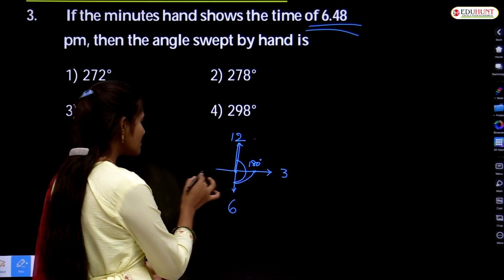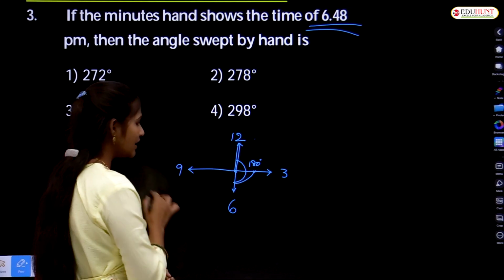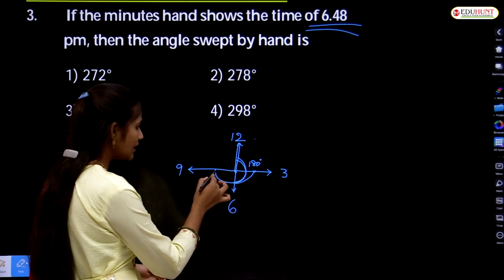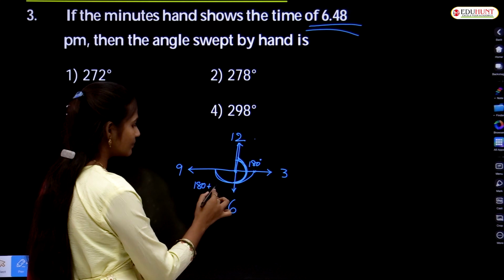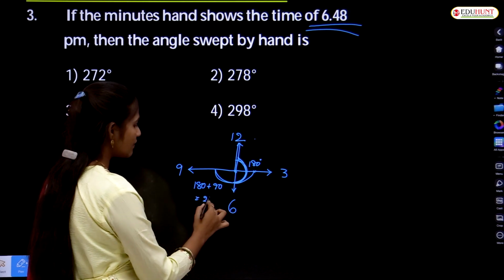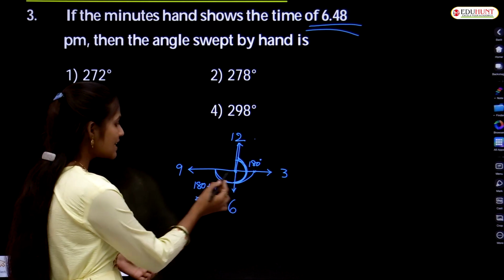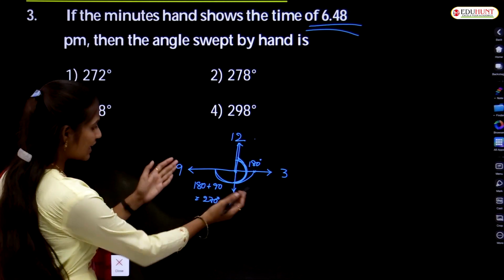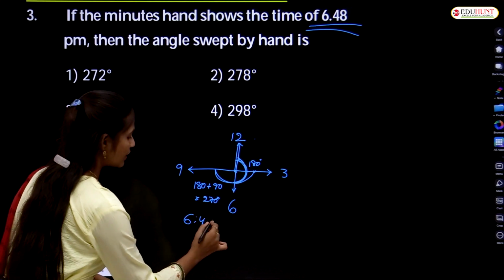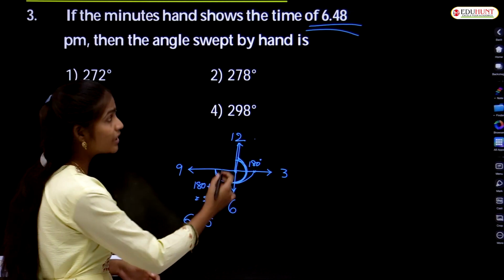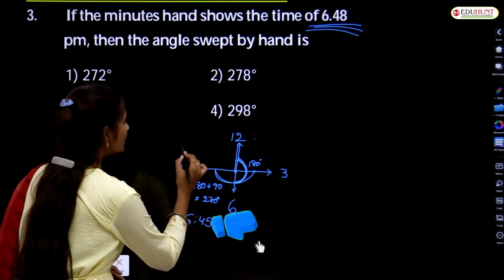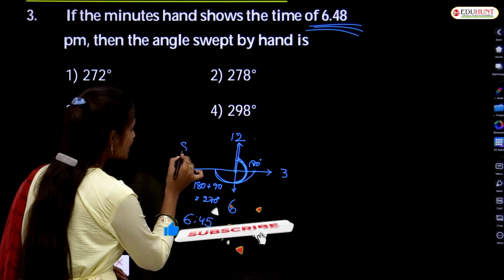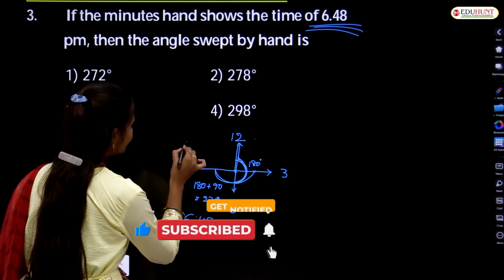If that hand goes up to 9, then what is the total angle here? 180 plus 90, which is equal to 270. So here the timing is 6:45. Okay, here I am showing that. But which time are they asking here? 6:48. So the minutes hand lies in between 9 and 10.